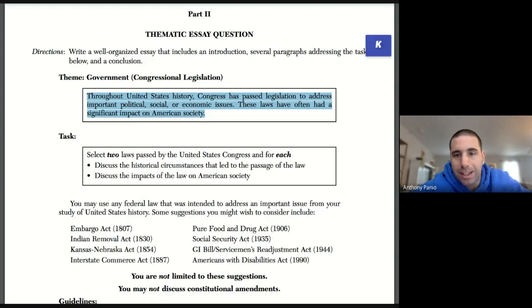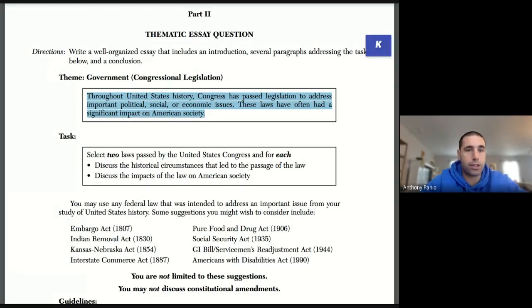After body paragraph 2, we're just running out of time, so I want to finish up here. It says, discuss the impacts of the law on American society. So you have to discuss what the law was and how it affected American society. And I'll put for both of them, because you have to pick 2. So you have to tell me what the Embargo Act was, if you choose that one. You have to tell me what the Indian Removal Act was and how they both affected American society in their own way. All right, after that, you have to do the conclusion.